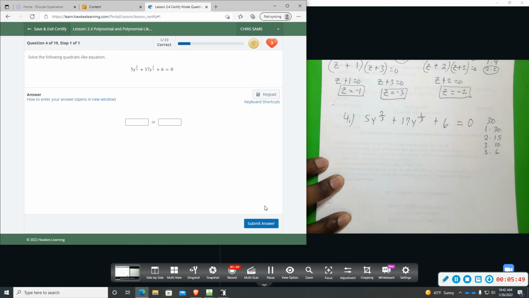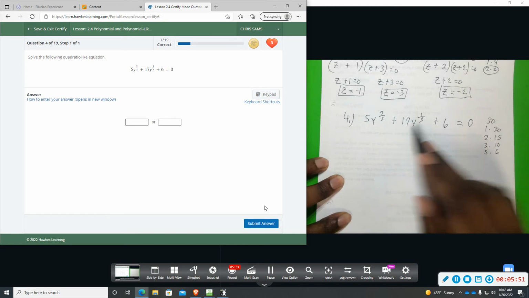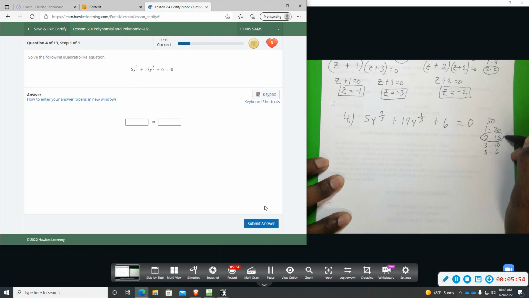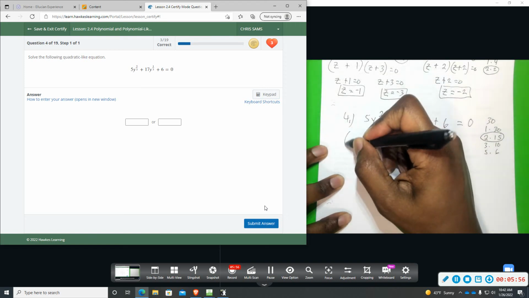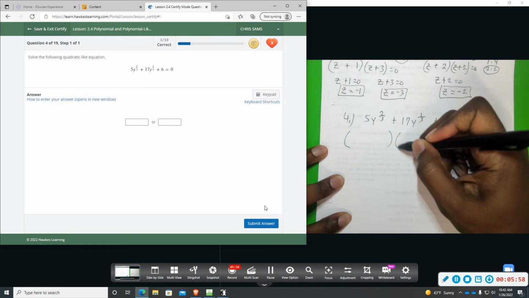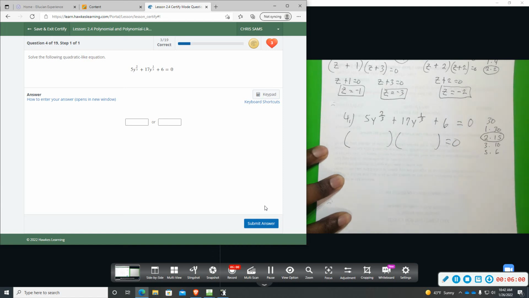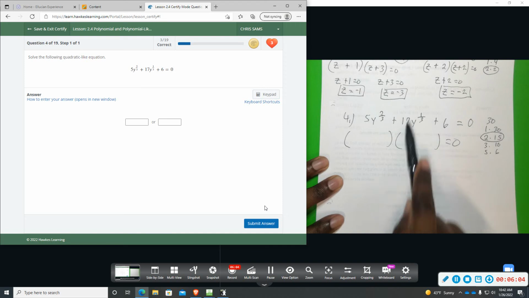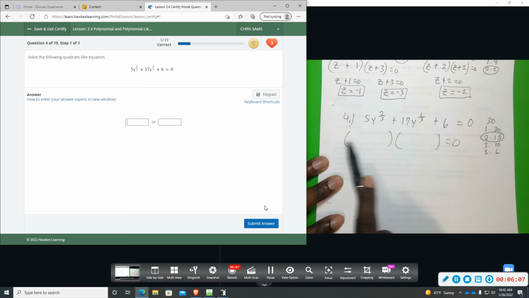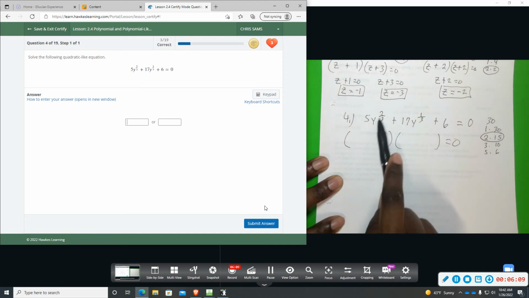5 and 6. We have to add to get 17. That will be 2 and 15. So this will factor. I'm going to do 2 sets of parentheses. Now if you need for this to be simple, whatever that middle term is, that's always the one you're going to be putting in each parentheses. It's like splitting this up.